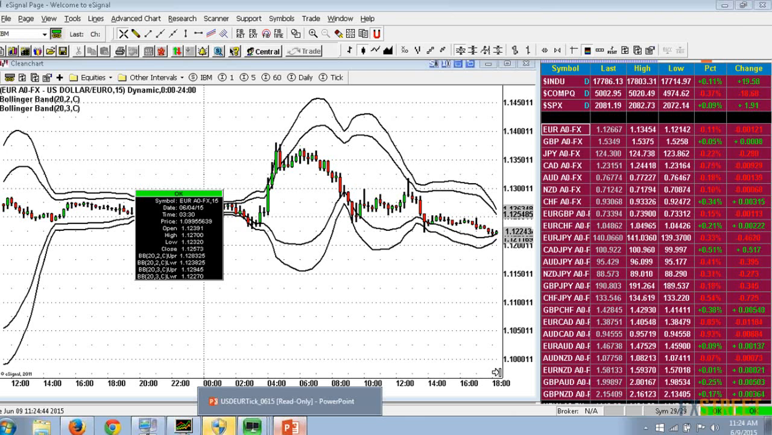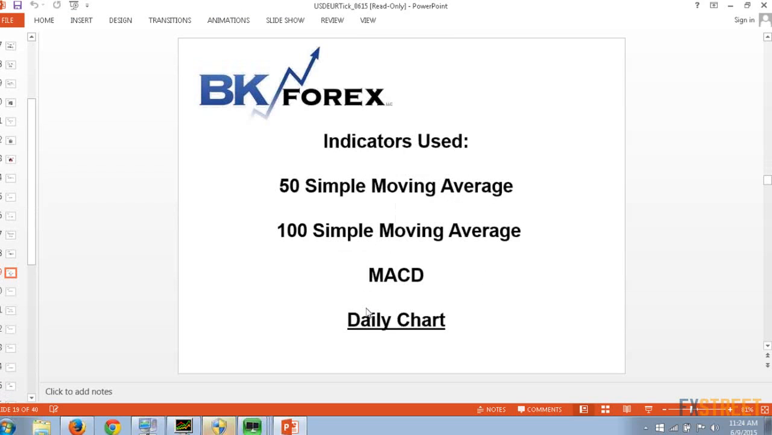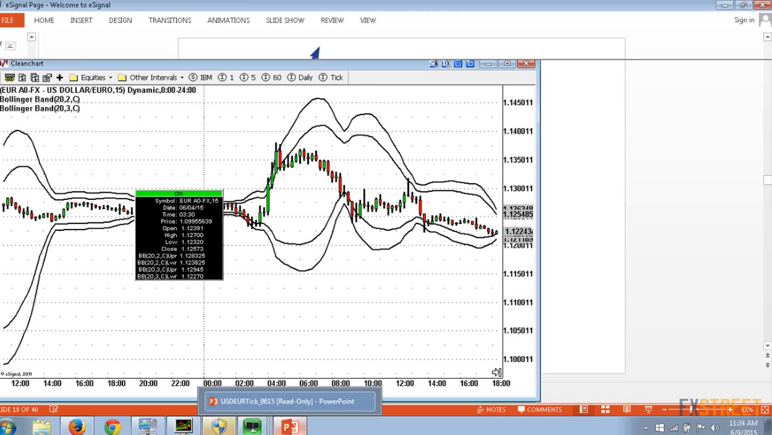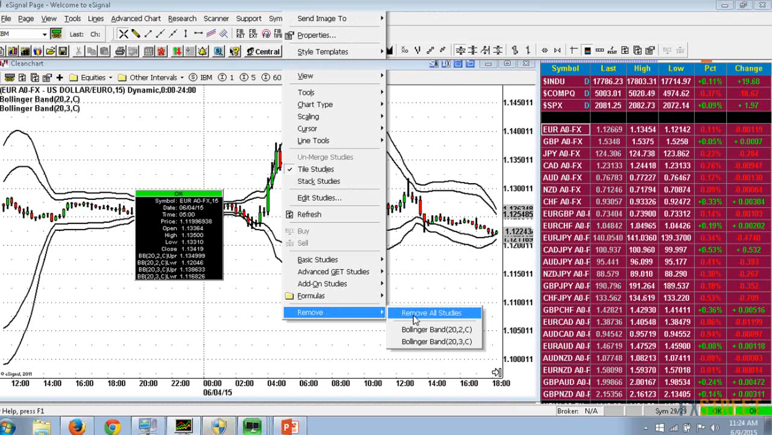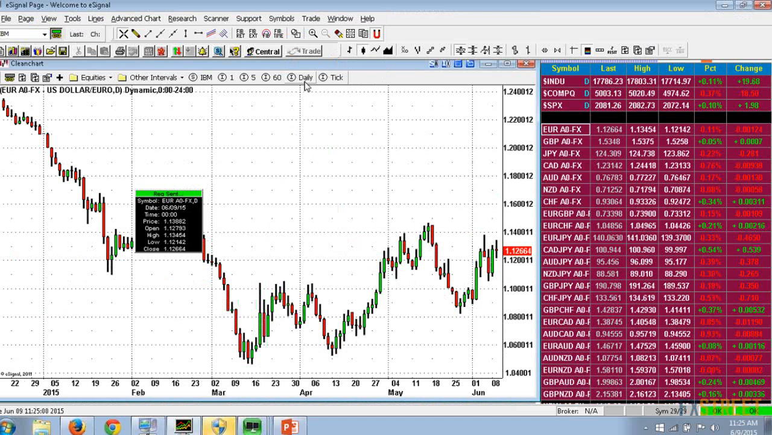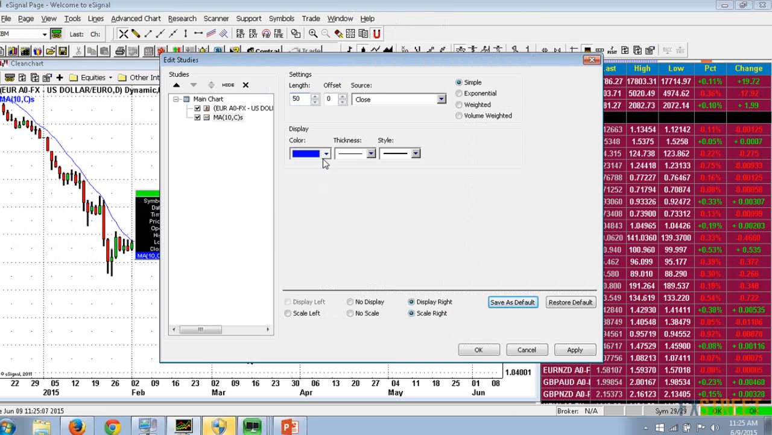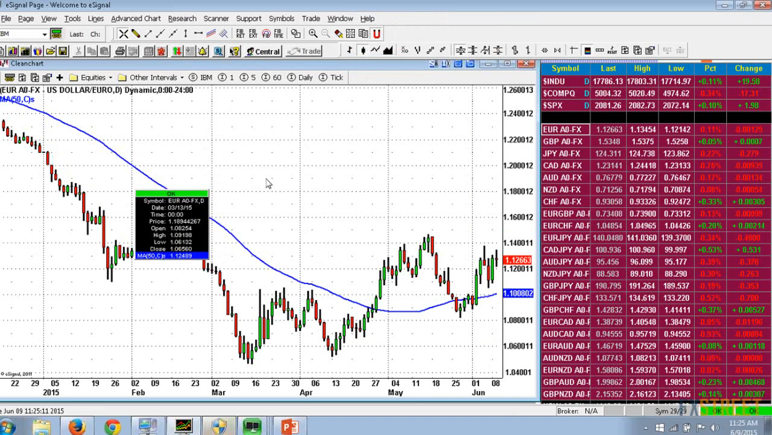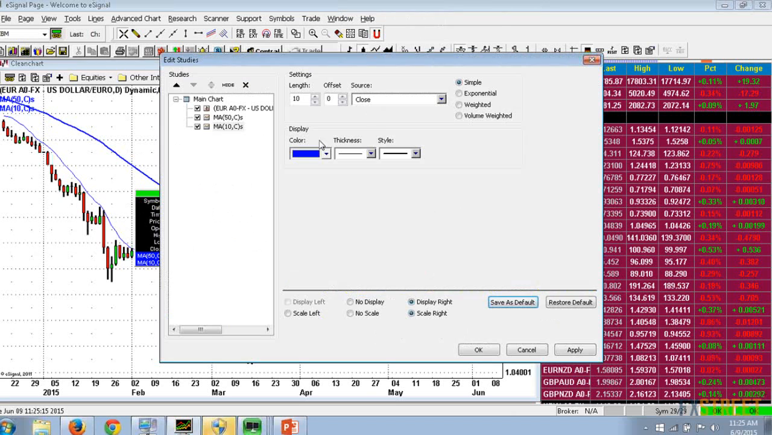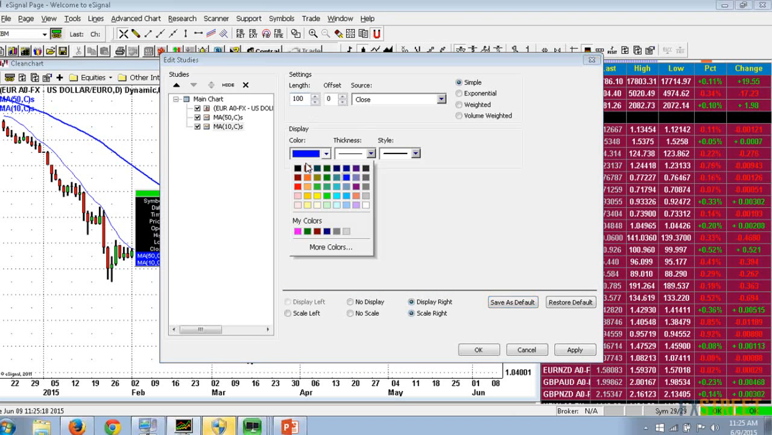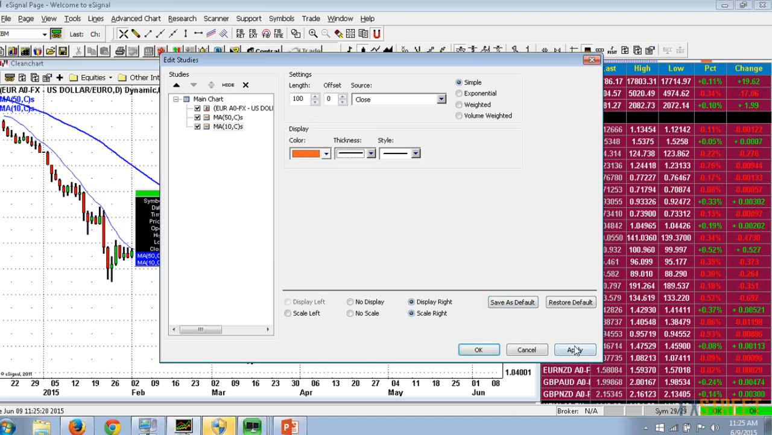So I want to share with you one more trading technique. This trading technique uses two moving averages, the 50-period simple moving average and the 100-period simple moving average, with the MACD on the daily chart. So let's remove our indicators here. Go back to the daily chart. We're going to add in our 50-period moving average. And then we're going to add in our 100-period moving average.